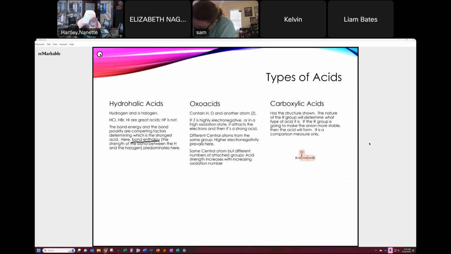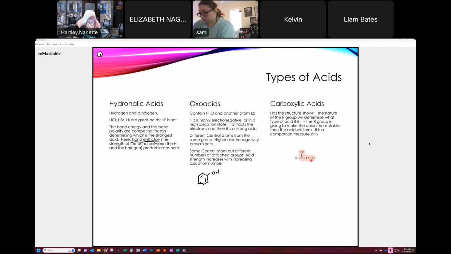So an oxoacid would be something along those lines. Phenol is a great example, and that's a benzene ring that has an OH on it. And so this is the R part, and then the O or the Z part, and the OH that we're talking about. So there's a Z here, and then the OH. And that benzene is highly electronegative. So that's an oxoacid.